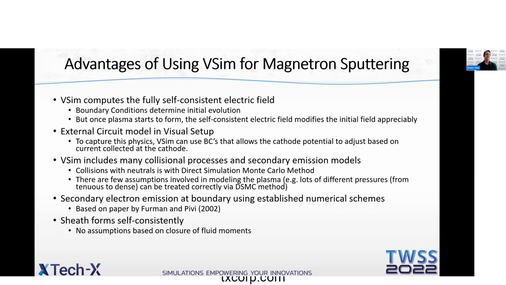And I already mentioned this, but we are getting the sheath done correctly. Fundamentally, a sheath, for the most part, is a kinetic process. So if you're using a fluid code to model a sheath, which can be done, then you're by necessity including some sort of closure to get that correct, which is always going to be an approximation.